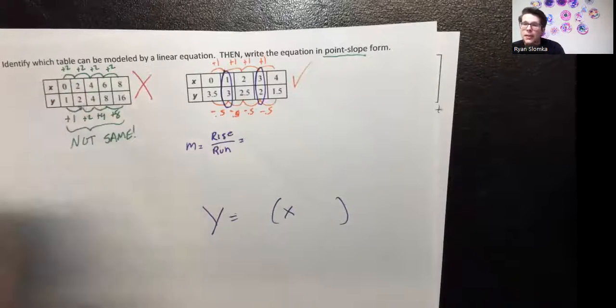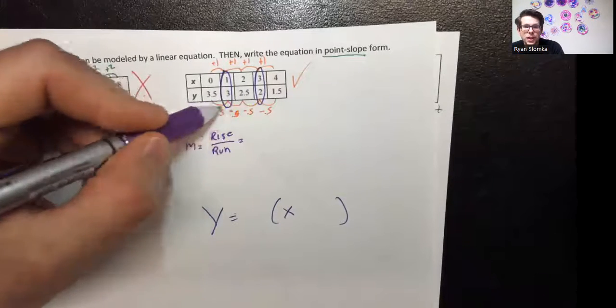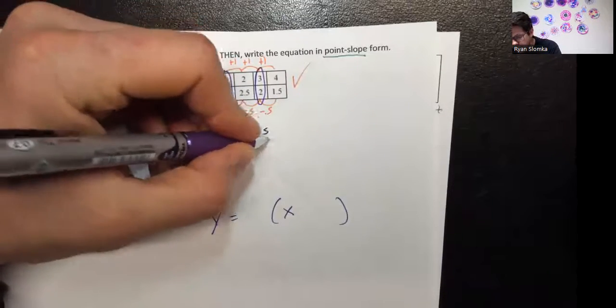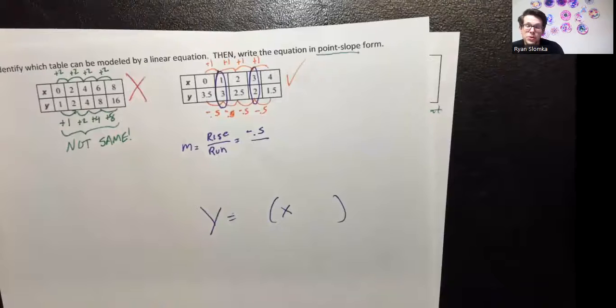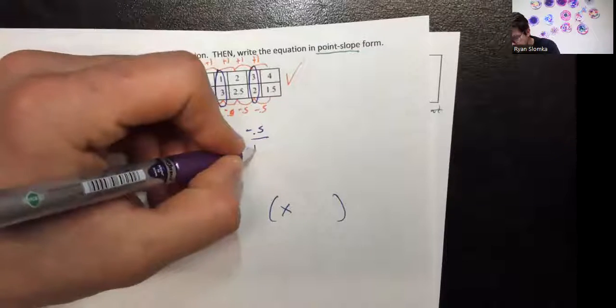Remember that rise is something that happens vertically, up and down, just like a y value. So your rise value is actually down here. Your rise value is negative 0.5. Your run value is going to be a horizontal movement, side to side, and that's what's going to happen with our x values. And so that would be this value right up here, +1.